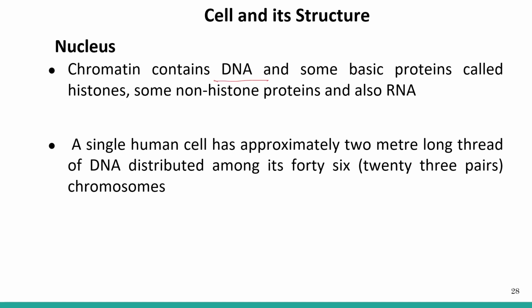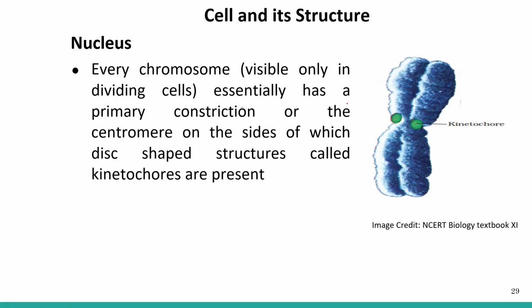Chromatin contains DNA and some basic proteins that are called histones, and some non-histone proteins, and also RNA. The basic proteins called histones are very important for the organization of chromatin material. They are attached with the DNA, along with some non-histone proteins and some RNA material. So chromatin material is made up of DNA, some basic proteins, some non-histone proteins, and also RNA.